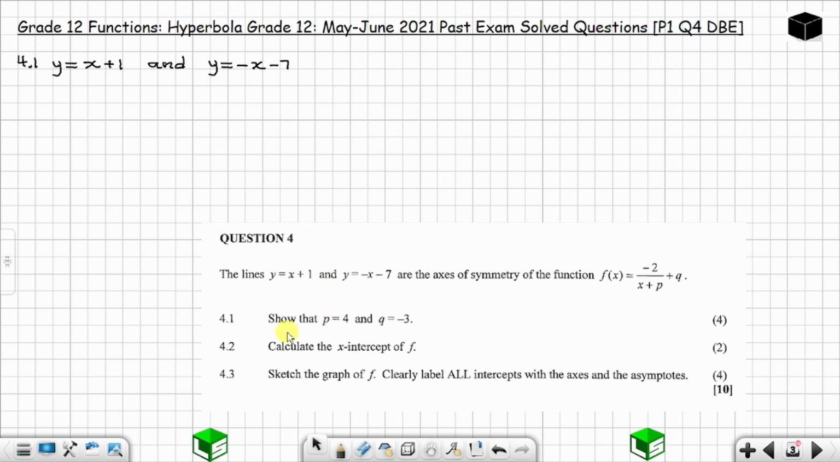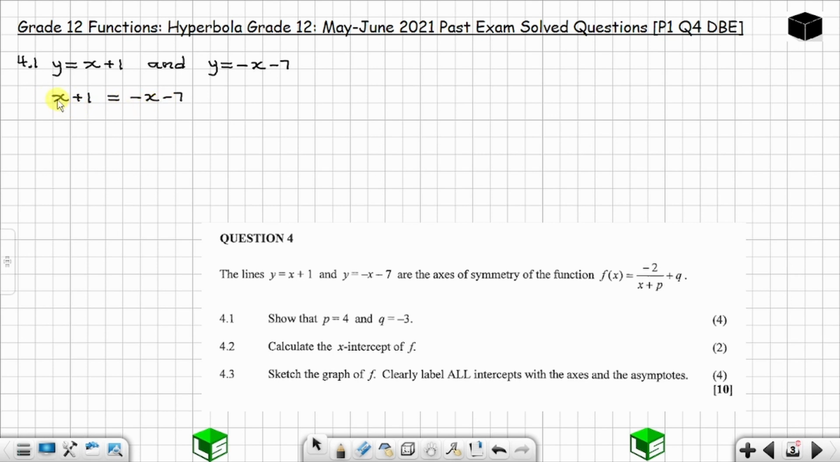Now if these 2 lines intercept each other, we can solve for x and y, and from x and y we can find our p and q. So we are going to equate the 2 lines to solve for x and y because they share a common point. So x plus 1, this one, is equal to this, negative x minus 7. You have to equate them because they share a common point. From there we are going to find x and y, and if we have x and y, we can find p and q. We have to prove that p is equal to 4 and q is equal to negative 3. Let's solve for x and y.